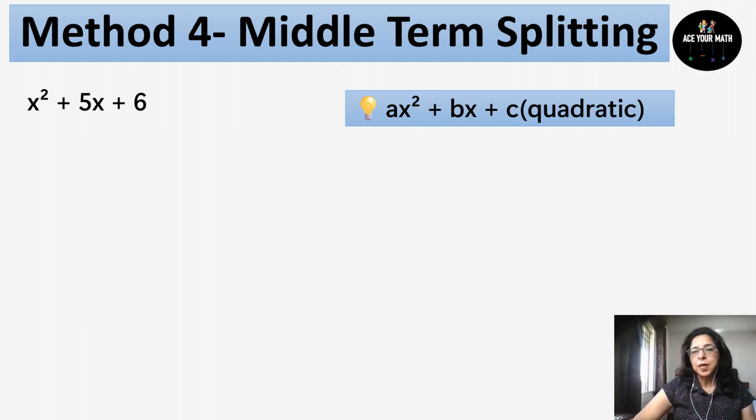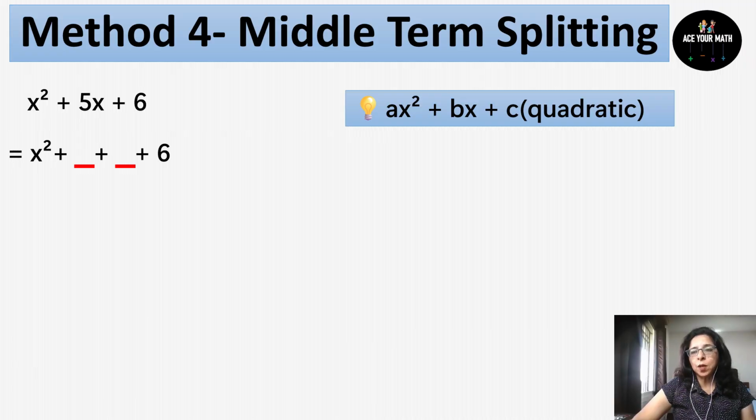Now what you will do in middle term splitting is split the middle term only. So where is the middle term? The middle term is 5x. So you will split it into two parts. How to split it? See, x square will remain as it is, 6 will remain as it is. Only 5x you will split. Now how do you split it?